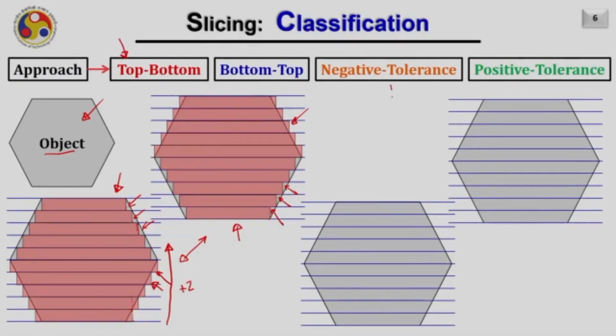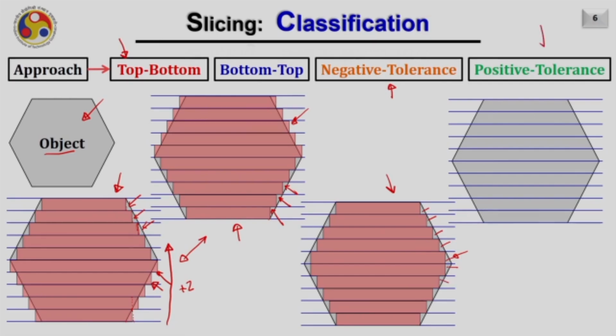If we are considering negative tolerance, in that case the object will be built like this. Means each time the projection of the slicing contour will be in such a way that the extruded contour will remain inside the actual part, and hence you can see there will always be some less material added or printed than the actual one.